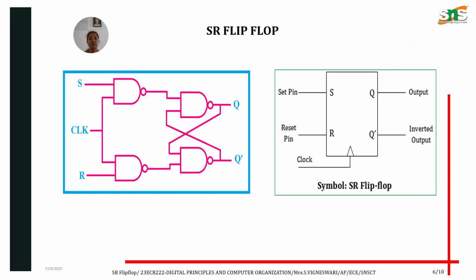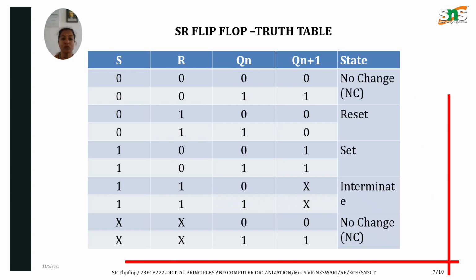Here you can see the symbol of an SR flip-flop and the circuit diagram implemented using NAND logic, right? The set pin and the reset pin will be triggered upon the clock pulse given, and the outputs are one Q and the other Q bar, right? Here the circuit has been implemented using the universal gate, which is the NAND gate. This could also be implemented using the NOR gate. And here we can see the truth table of the SR flip-flop.